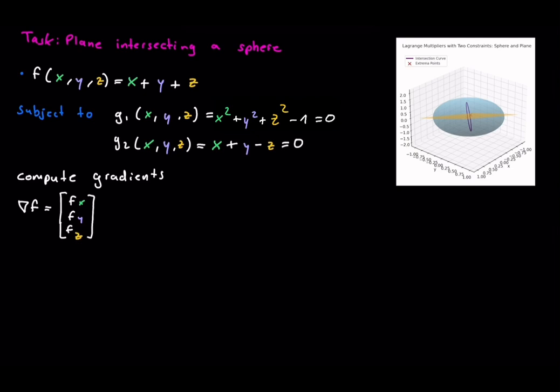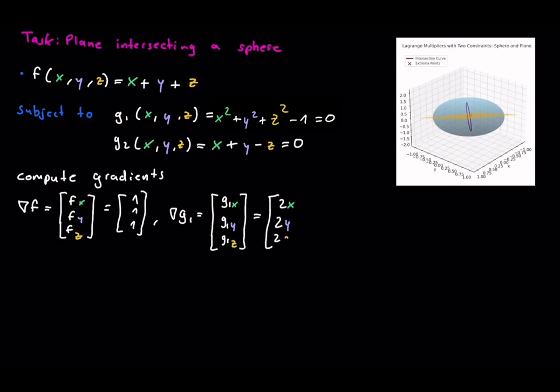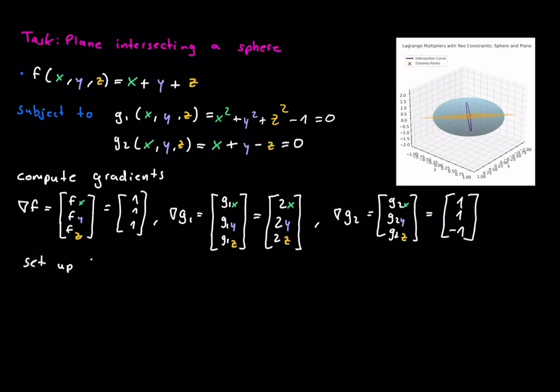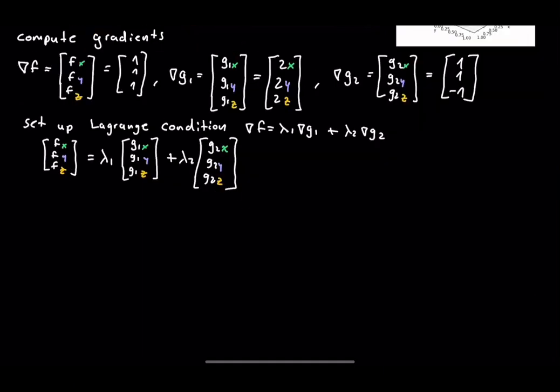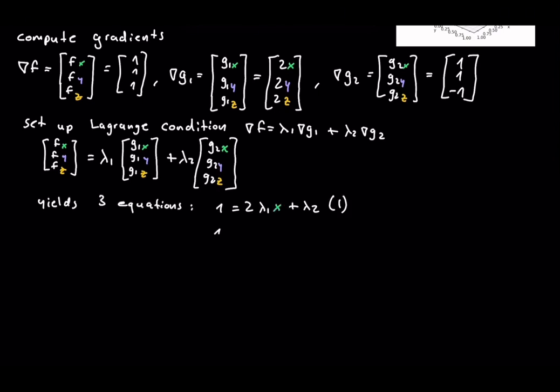Compute the gradients. Nabla f equals [1, 1, 1]. Nabla g1 equals [2x, 2y, 2z], and nabla g2 equals [1, 1, -1]. Now set up the Lagrange condition. Nabla f equals lambda 1 nabla g1 plus lambda 2 nabla g2. That gives 3 equations. 1 equals 2 lambda 1 x plus lambda 2, 1 equals 2 lambda 1 y plus lambda 2, and 1 equals 2 lambda 1 z minus lambda 2.